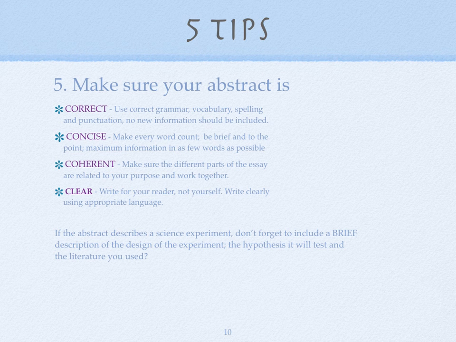Coherent. Make sure the different parts of the essay are related to your purpose and work together. Clear. Write for your reader, not yourself. Write clearly using appropriate language. If the abstract describes a science experiment, don't forget to include a brief description of the design of the experiment, the hypothesis it will test, and the literature you used.